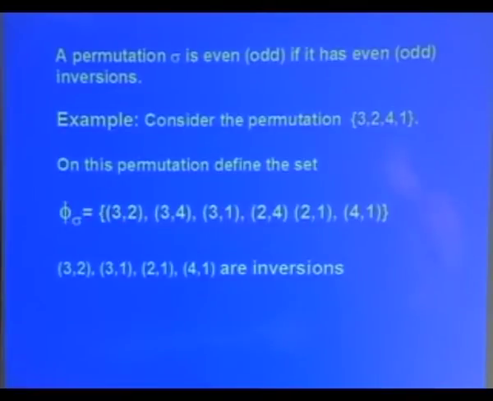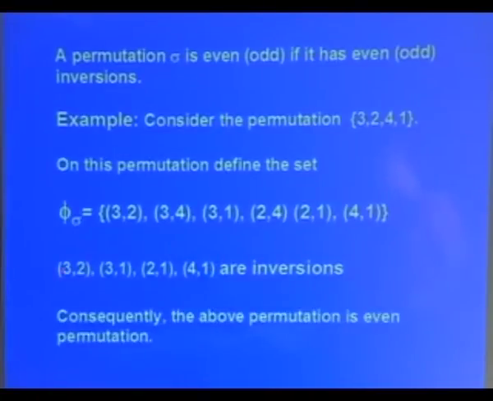Now, if we consider the number of inversions in this, then (3, 2) is an inversion because P is greater than Q, (3, 4) is not an inversion, (3, 1) is an inversion because 3 is greater than 1. Similarly, we will have (2, 1) and (4, 1) as inversions. So, in this set we are in all having 4 inversions, and consequently the above permutation is an even permutation.